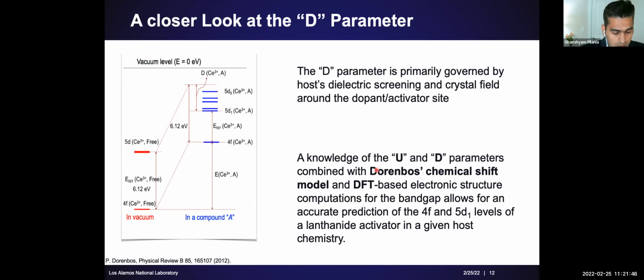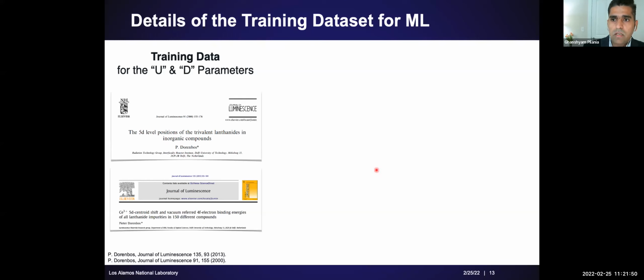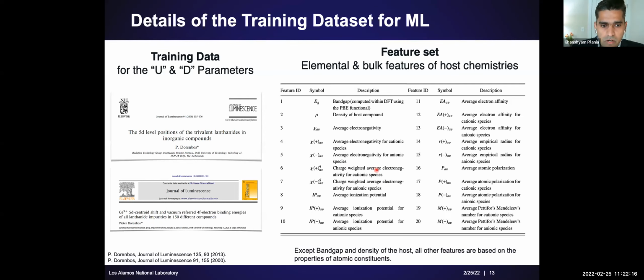And for that, you need accurate data. So when you look in the literature, it turns out that there is a lot of data, but good curated data sets are not there. We were lucky to find these two papers where Peter Dorenbos, who is a leading authority on scintillators, has actually analyzed and curated several decades of data and compiled it in these two papers. So we use that expert curated data set as our ground truth.